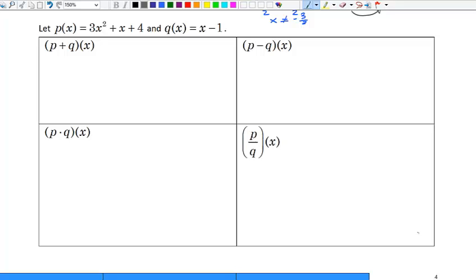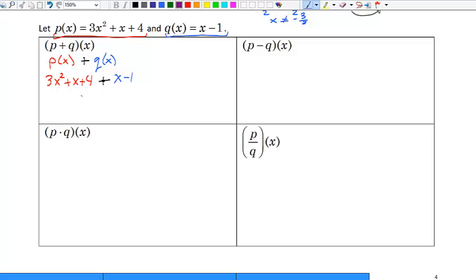So let's try this again with p of x equals 3x squared plus x plus 4, and we'll use that in red. And then we'll have q of x equals x minus 1, and we'll do that in blue. So when I have p plus q of x, by definition that's p of x plus q of x. My p of x is 3x squared plus x plus 4. I'm adding, so no need for parentheses here. My q of x is x minus 1.